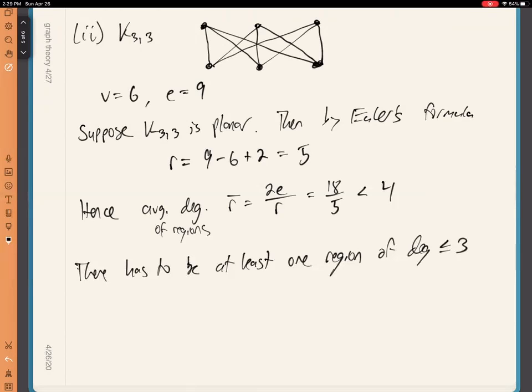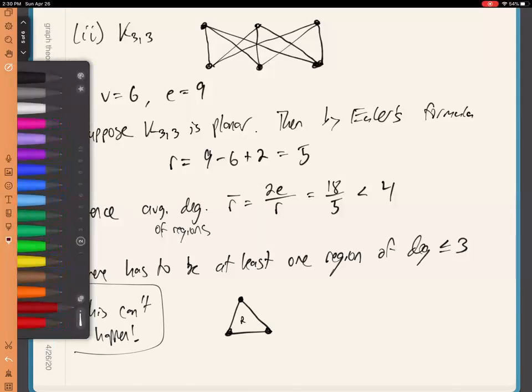Right, and so I'm going to claim now that this can't happen either, because the graph is bipartite, and we'll see why. If the graph wasn't bipartite, it would be possible for there to be a region of degree 3, for example. So what does it mean for the region to have degree 3? It means there are exactly 3 edges that bound the region. For example, maybe this is my region R.